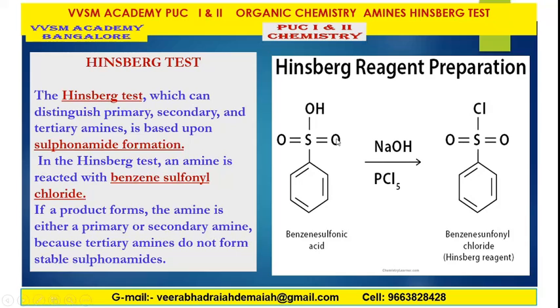So this is Hinsberg reagent preparation. Benzene sulfonic acid, treated with sodium hydroxide in the presence of phosphorus pentachloride, you will get benzene sulfonyl chloride. This is the Hinsberg reagent. This is the Hinsberg test.